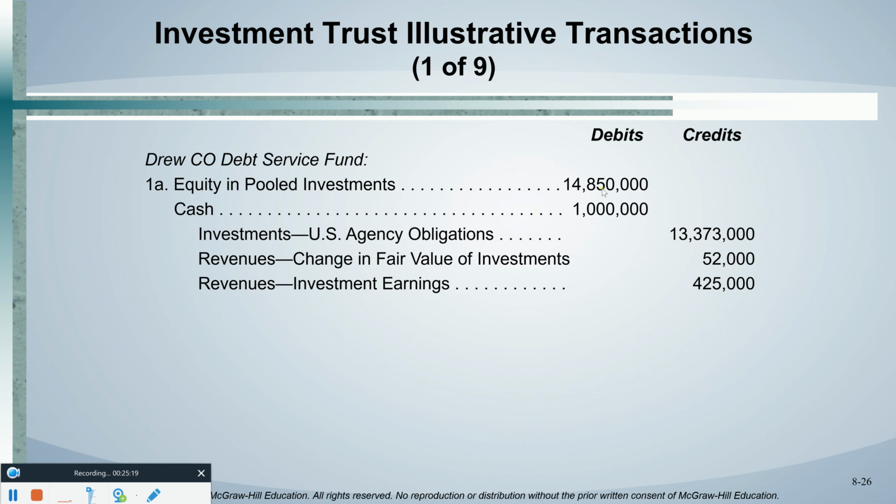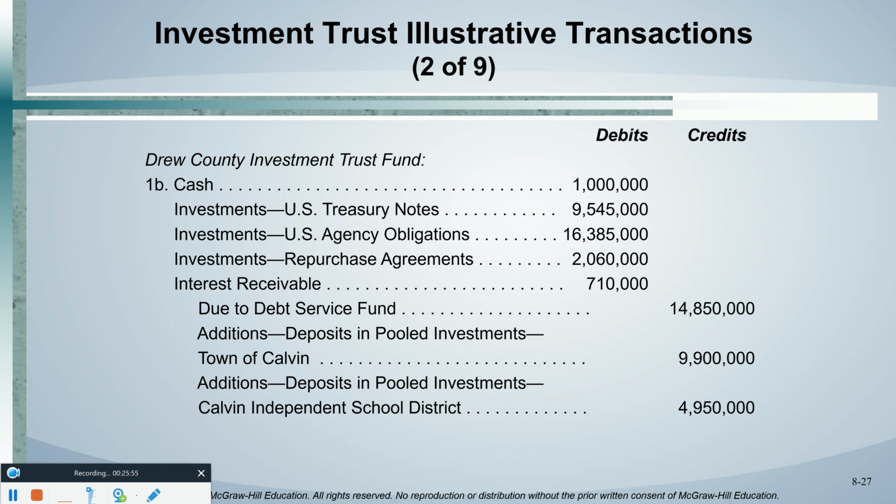Apologize for that typo. If you add them all up, the Drew County Debt Service Fund is going to have a new asset on their books, and it's going to be called Equity in Pooled Investments. This equity in pooled investments represents their portion of the investment pool. Okay, so that is an example of a journal entry that one of the participants would go through when they are transferring assets into an investment pool. And the other two participating governments do very similar journal entries.